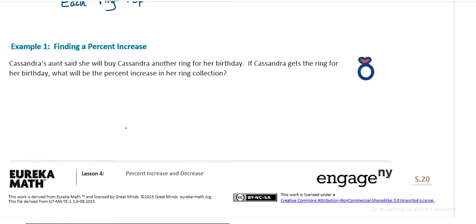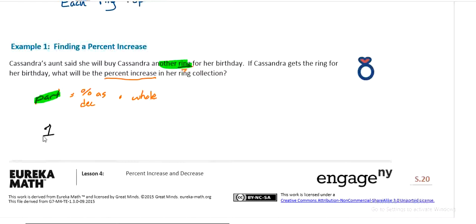So Cassandra's aunt said she will buy Cassandra another ring for her birthday. If Cassandra gets the ring for her birthday, what will be the percent increase in her ring collection? So when we do this one, we want to use that percent equation, and we're going to use that to find the percent increase. So here I'll write the percent equation. There we have it. So the part in this case is the one additional ring. It says she'll buy another ring. So I'll highlight that.